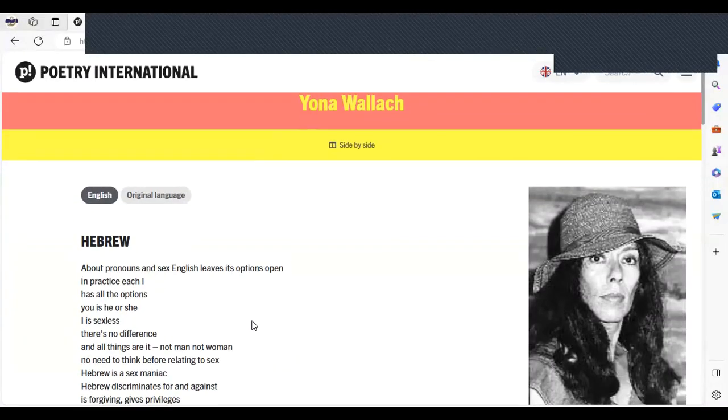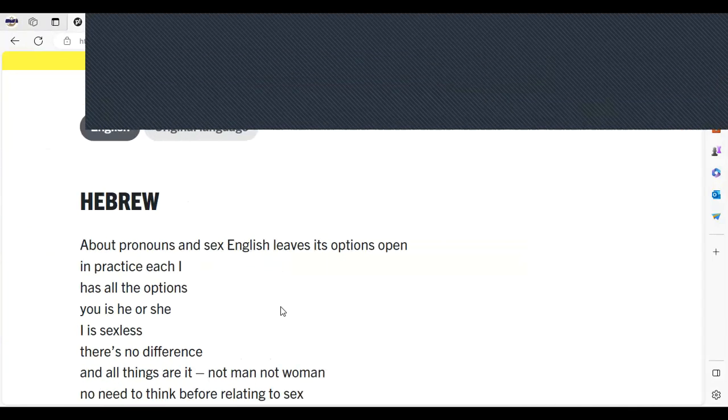There's a marvelous feminist Jewish poet named Yonah Wallach who wrote a wonderful poem, a little risque, I warn you, called simply Hebrew, that explores the challenges of gender and Hebrew. So here is Yonah Wallach's poem.